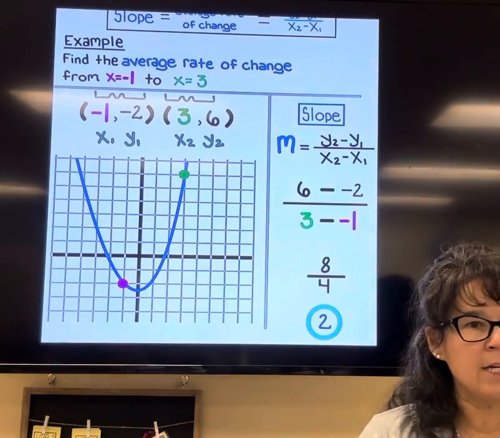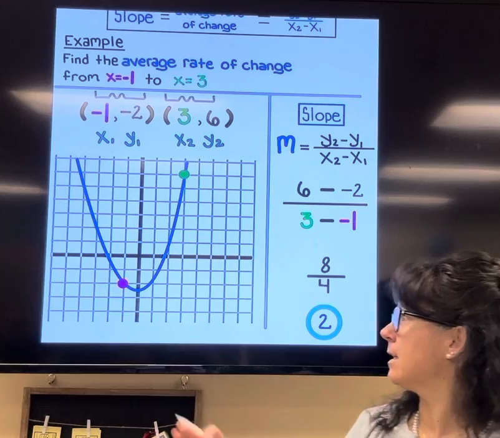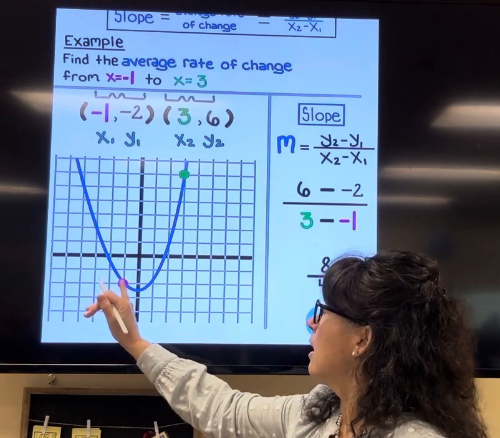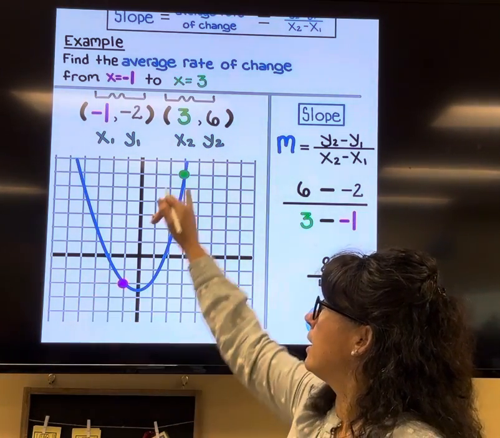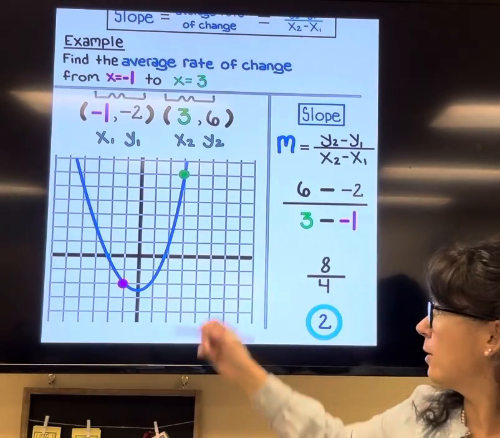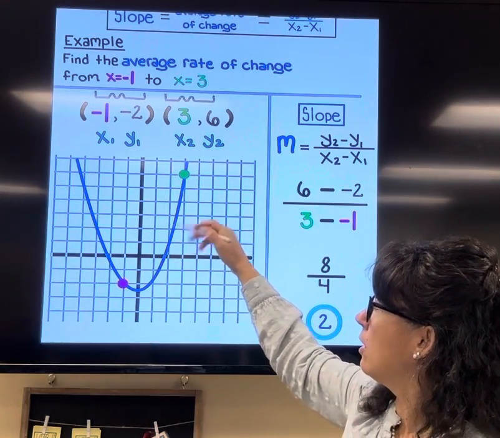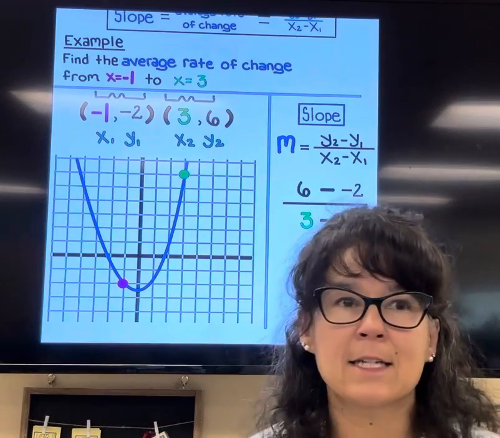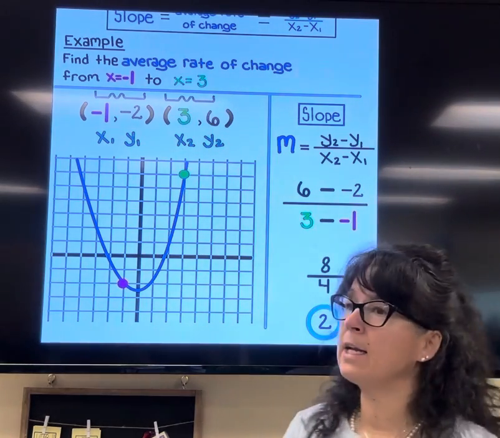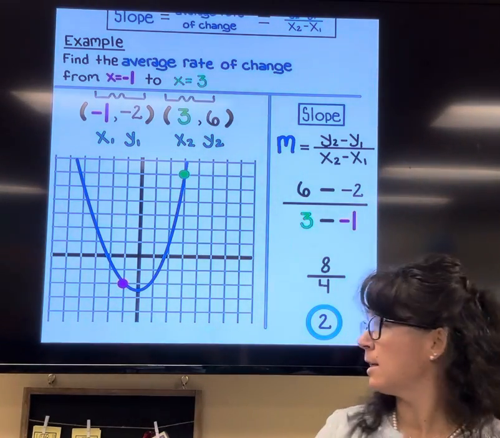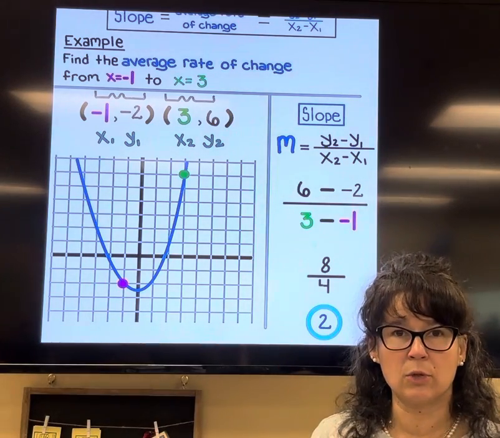What you're really doing is finding the average height of the points on this curve between here and here. So if we were able to add all of these heights together between the purple and the green and divide by the number of points, the average height is 2.